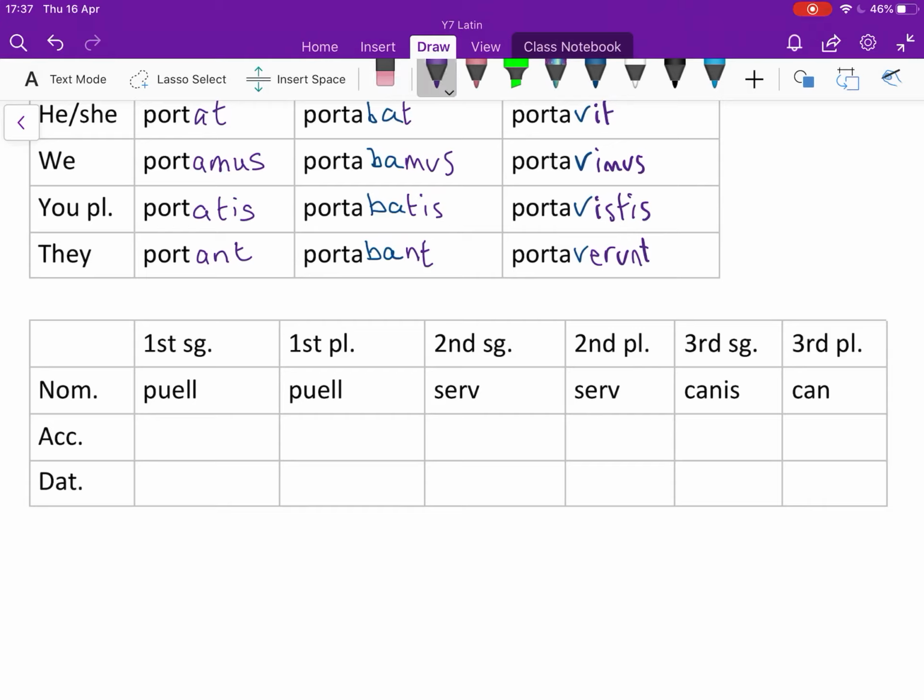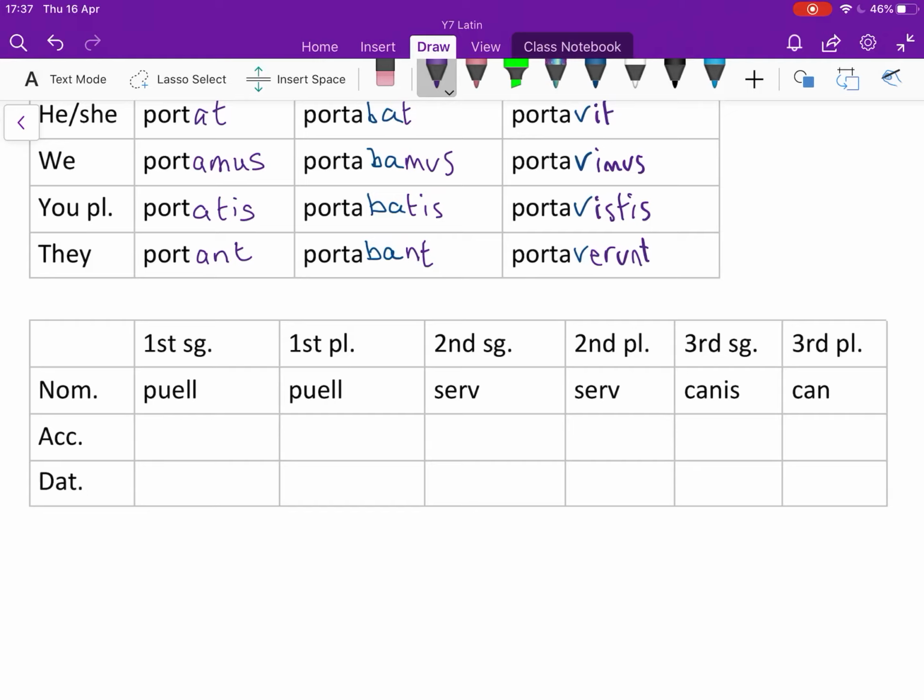So the nominative we use for the subject of the sentence. So the girl eats a cake, the girl is the subject. And the accusative we use for the object. So if the girl eats a cake, then the cake is the object, it's the thing getting eaten.